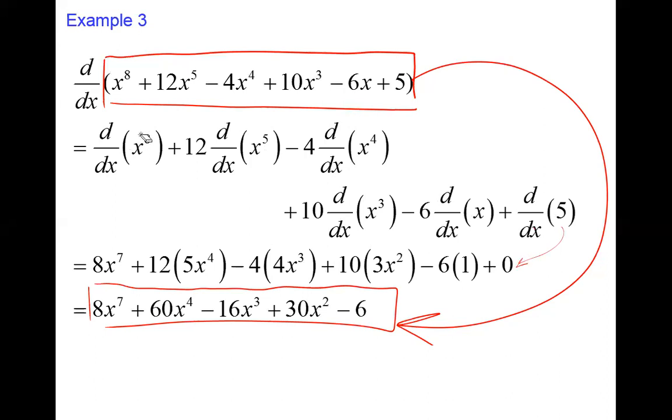Okay, and then the derivative of x to the power of 8, of course, is 8x to the power of 7. Copy 12, the derivative of x to the power of 5 is 5x to the power of 4, and we can multiply 12 times 5, 60, x to the power of 4. Then 4x cubed, times 4, negative 16 x cubed. 3x squared, multiplied by the constant 10, is 30x squared. The derivative of 6x is simply 6, and the derivative of x is 1. Negative 6x, negative 6. And the derivative of 5 is 0.